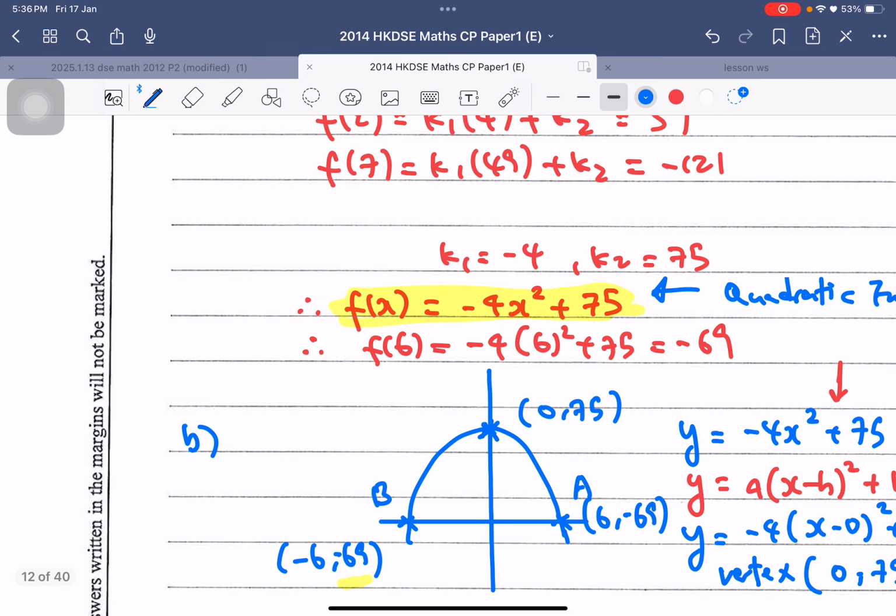So y is equal to 0. This is y equal to 75. This is y equal to negative 69. So y equal to 0 must be in the middle of it, isn't it? So just draw a random line, a horizontal line like this. Use a ruler. Okay? This is your x-axis.